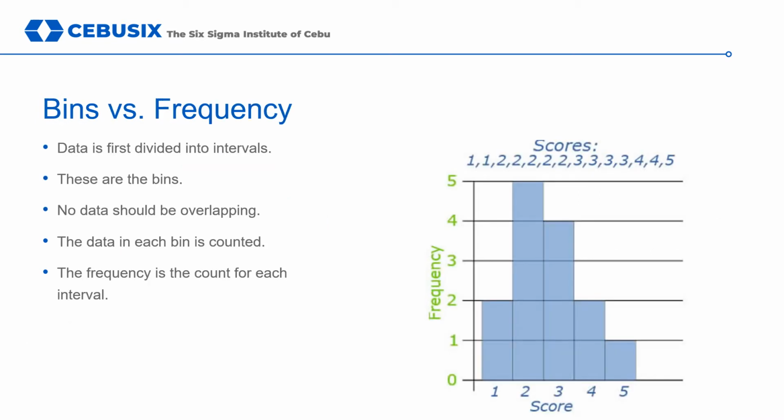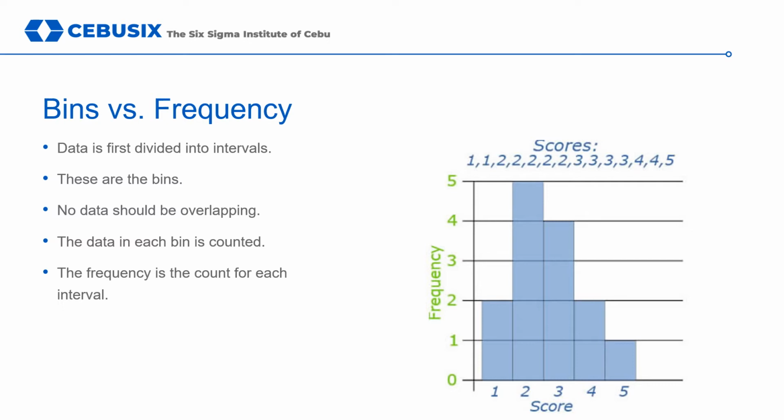For many new Six Sigma practitioners, the idea of bins versus frequency can be daunting. Most people create charts with at least two sets of data, a label and a value. But beyond that, it can get confusing, especially when dealing with histograms. So, let us take a moment to discuss them.